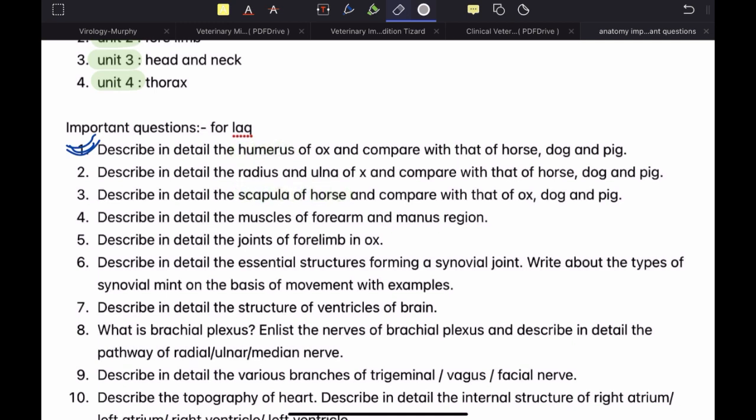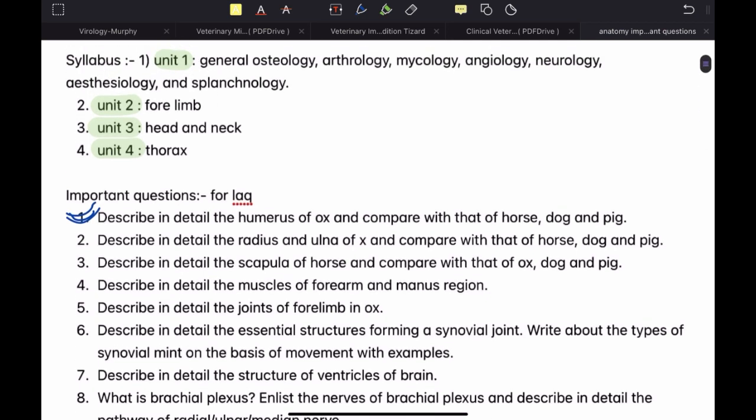Okay, so what you have to write in the exam? First thing, draw your diagram. Okay, every anatomy LAQ question must start with a diagram. Okay, if you're writing an answer, you must start with a well-labeled diagram. Now, what is the meaning of a well-labeled diagram?